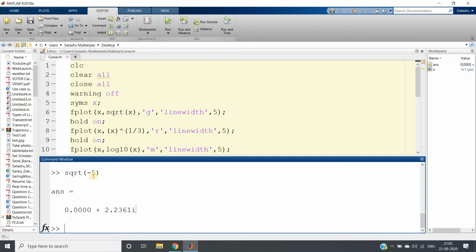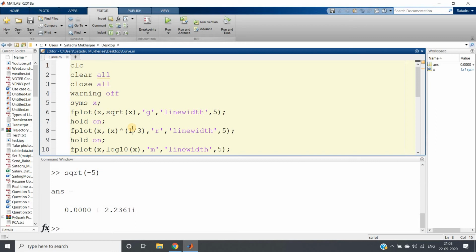Cube root is stronger than square root, but it is weaker than log. It works for positive, negative, 0, all things. For log it works only for positive values, neither 0 nor negative values, and it is the strongest one among square root, log and cube root.